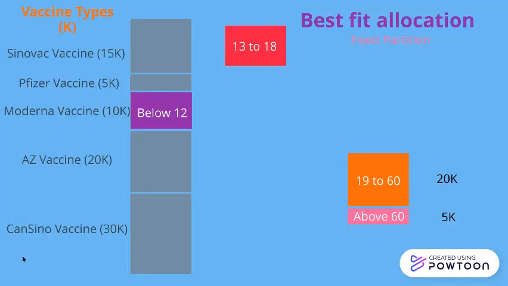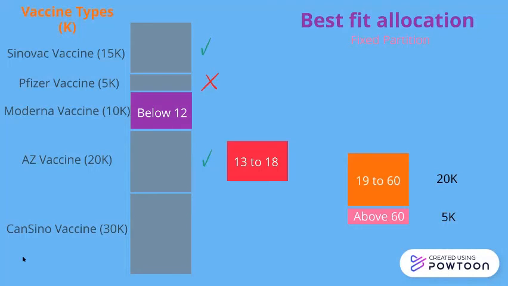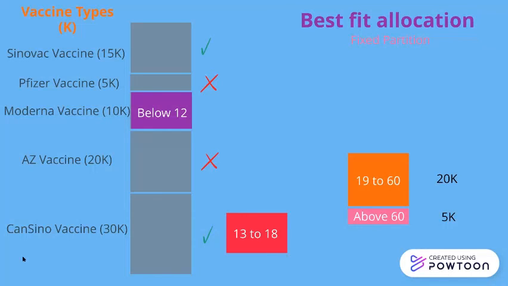Now let's try the age group of 13 to 18. The Sinovac vaccine can fill in the age group, but we need to try all. So we move on. Pfizer vaccine cannot fill in the age group. AZ vaccine can fill in the age group of 13 to 18, but the block size is larger than the Sinovac vaccine. So now the best one is still Sinovac vaccine. CanSino vaccine also can fill in the age group of 13 to 18, but the block size is still larger than the Sinovac vaccine. So the best vaccine type for the age group of 13 to 18 is Sinovac vaccine.